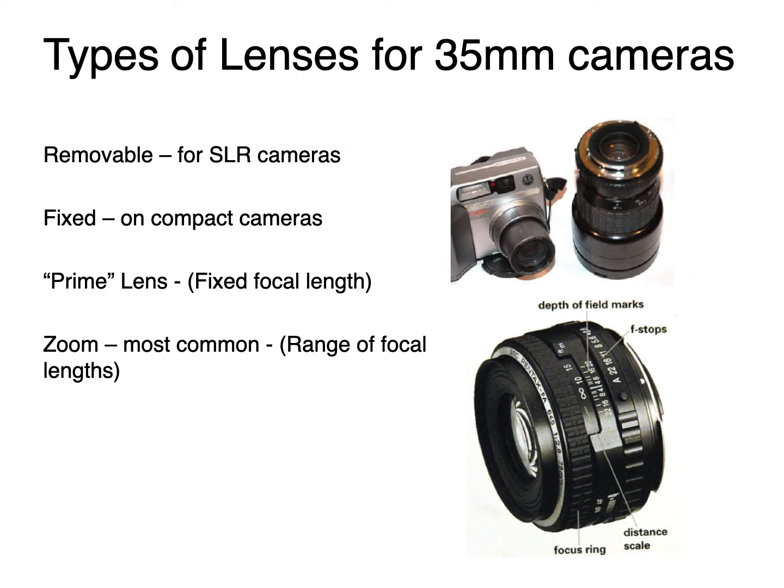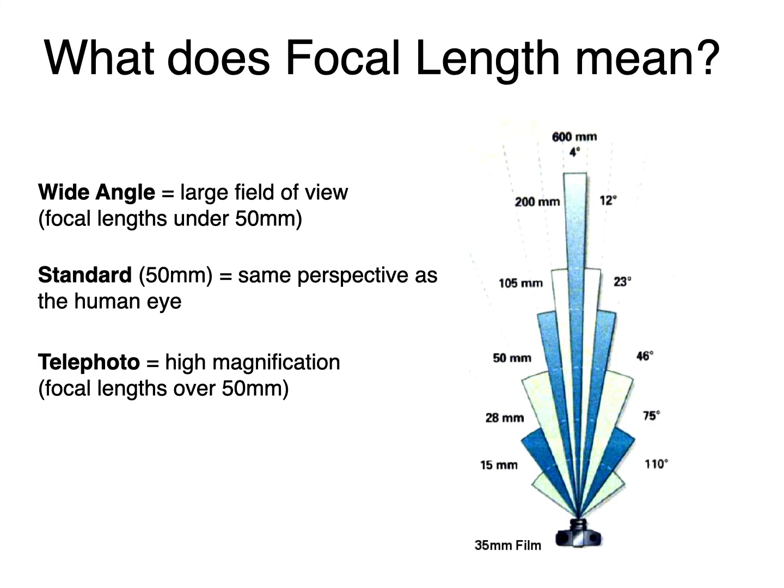The focal length helps you to get a focused picture in the object plane in front of the camera lens. So there are two types of lens: the prime lens, which has a fixed focal length, and the zoom, which is the most commonly used lens and has a range of focal lengths. What does the focal length mean? If you look at the camera, these are all the focal lengths, 600 millimeter to 15 millimeter.